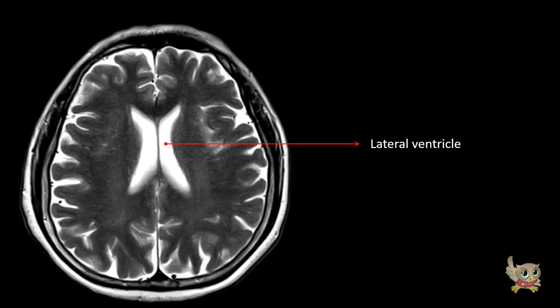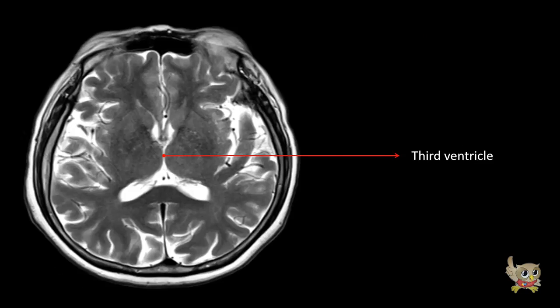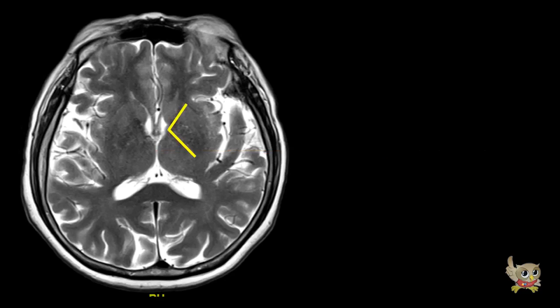This cut demonstrates the lateral ventricle. This is the third ventricle. This is an axial cut at the level of the subcortical nuclei. A nucleus is a collection of neuronal cell bodies found in the central nervous system. The caudate nucleus is along the lateral border of the lateral ventricle.